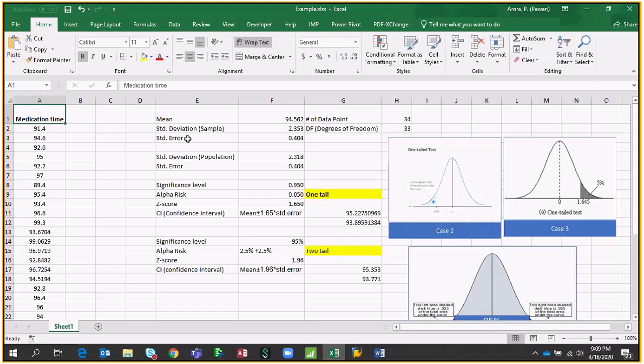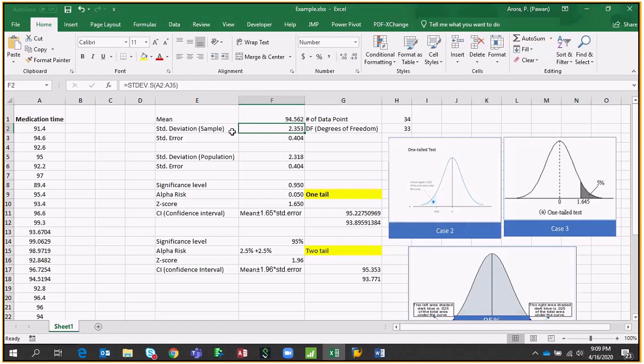So let's start this. So this is the data of medication time. And the mean, it's a very simple method. You just go to Excel, press average, you will get the mean, or the other way is just add all the data points, divide by the number of data points. So number of data points here is nothing but the count of this data, and we have total 34 data points.